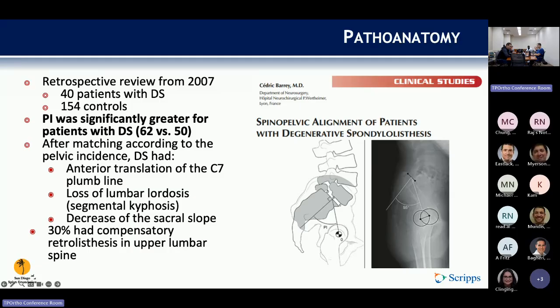After they matched according to pelvic incidence, they found that the degenerative spondylolisthesis group had anterior translation of the C7 plumb line on the sagittal, loss of segmental lumbar lordosis, and in some cases even some segmental kyphosis depending on the severity of the slip, and there was a decrease of the sacral slope.